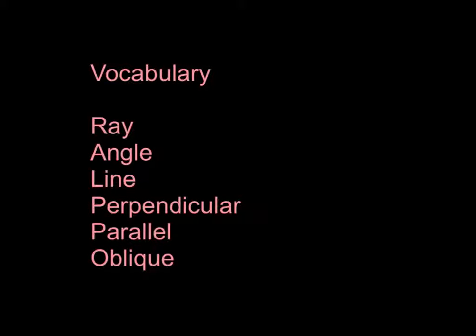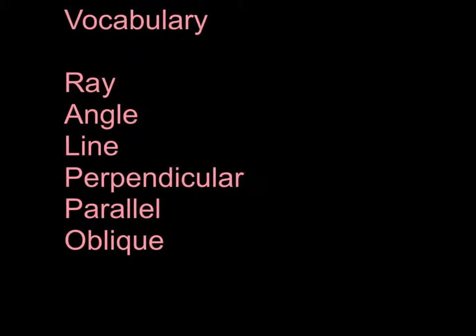Alright, if you're continuing on from the last video, these are the vocabulary words that we went over. Ray, angle, line, perpendicular, parallel, and oblique. I'm going to quiz you on these during this video, so you need to have a piece of paper and a pencil ready. Number 1.